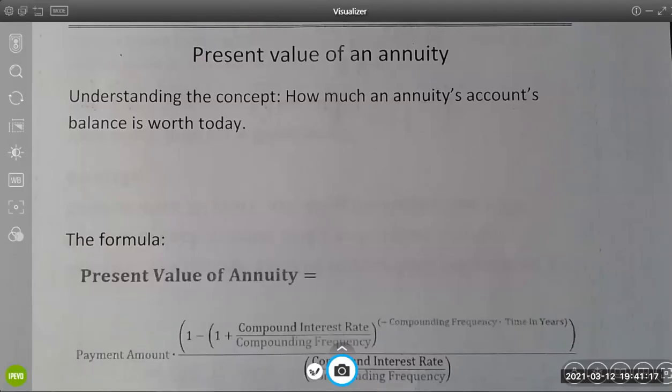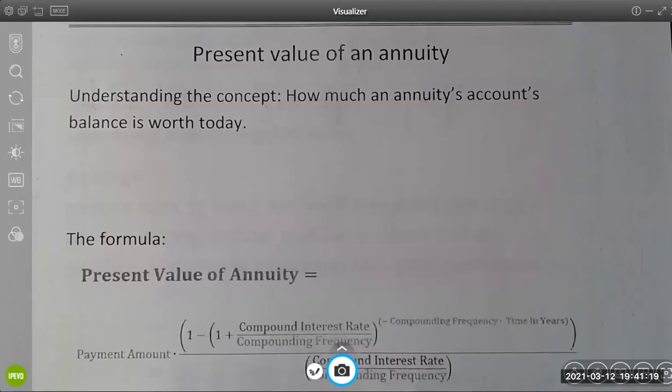Hi everyone. In this video, we are going to do the present value of an annuity. First of all, let's understand the concept of present value of an annuity. In the last video, we did the future value of annuity, right? And the present value annuity basically means how much that future value is worth today.